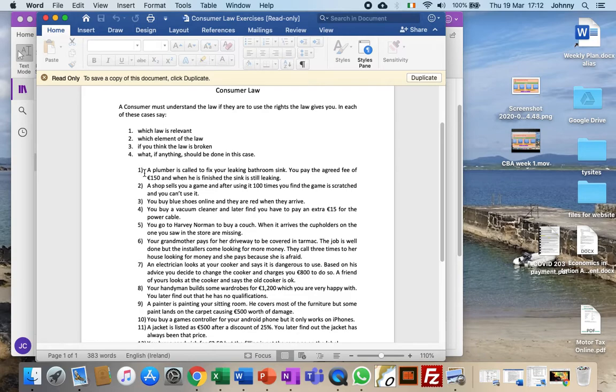So, if I just look at the first one. A plumber is called in to fix your leaking bathroom sink. You pay the price, and when he's finished, the sink is still leaking. So this plumber is supplying a service, and he didn't supply the service very well. So the law that talks about selling goods or selling services is the Sale of Goods, Supply of Services Act. So the law that's relevant here is the Sales of Goods and Supply of Services Act 1980. You need to know the full name of the law.